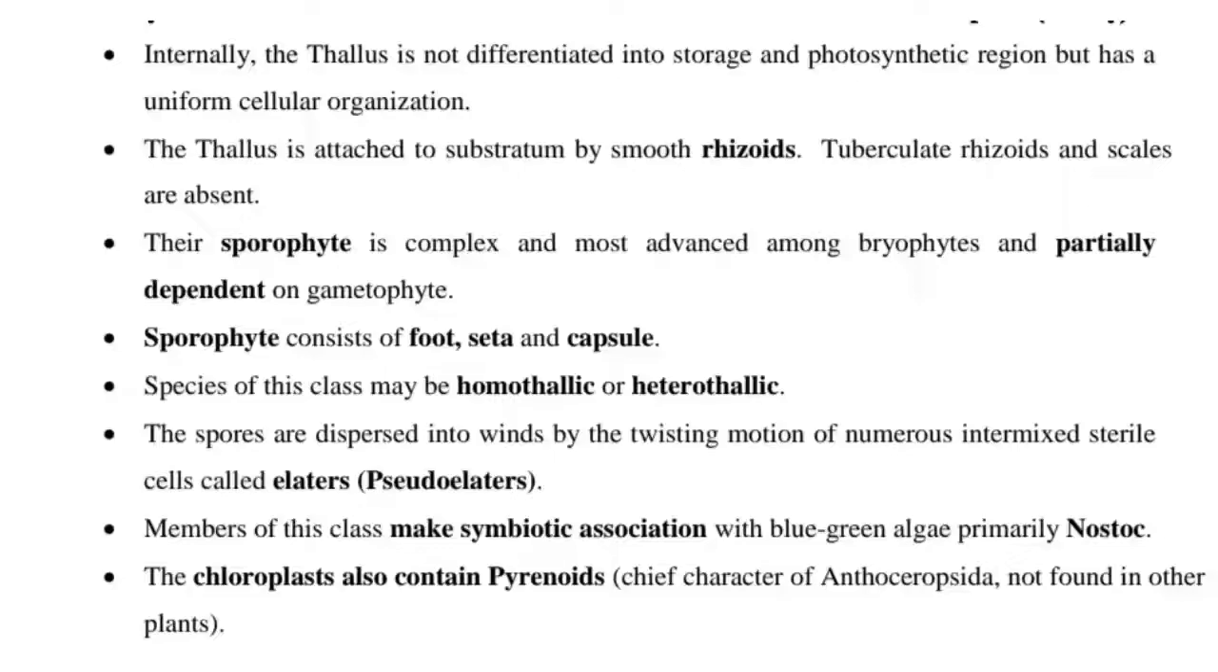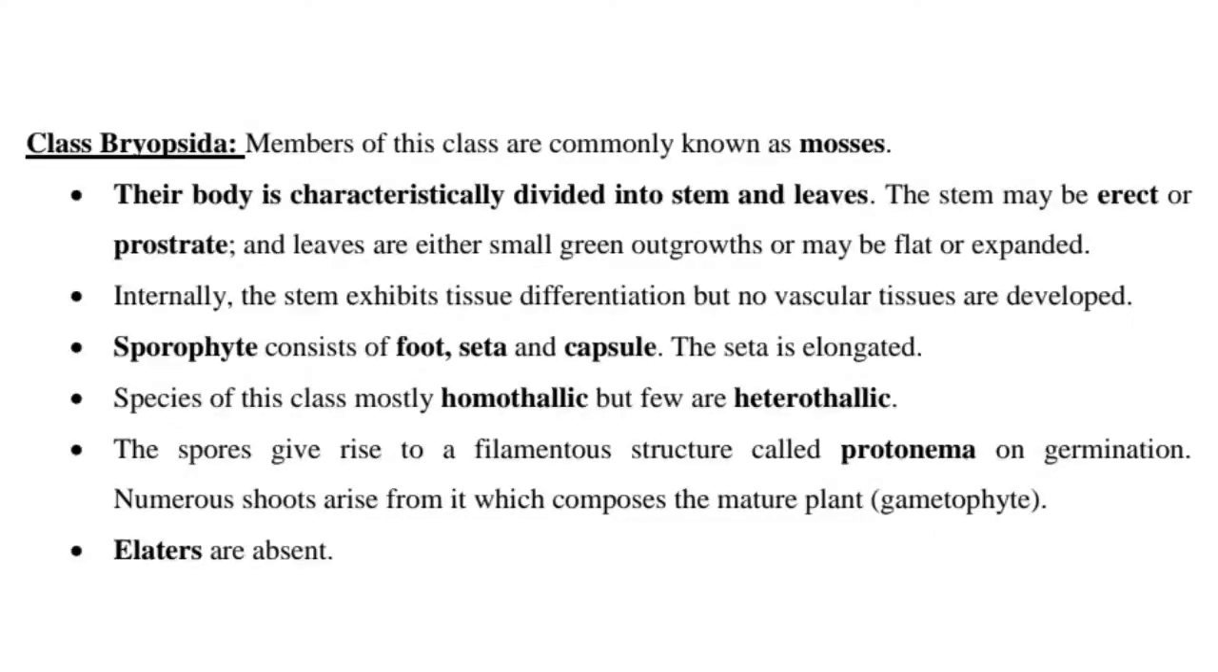Members of this class make a symbiotic association with blue-green algae, primarily Nostoc. The chloroplasts also contain pyrenoids, a chief character of Anthocerotopsida, not found in other bryophytes. Class Bryopsida. Members of this class are commonly known as mosses.